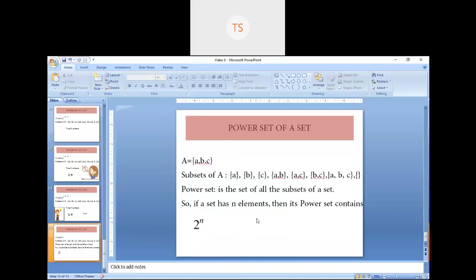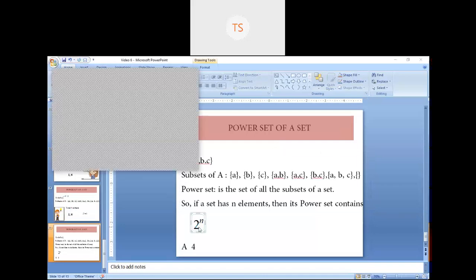So here you can write that the power set is the set of all the subsets of a set, and so if a set has n elements then its power set contains 2 to the power n elements. That means suppose you have a set capital A which has 4 elements, then the power set of capital A will have 2 to the power n elements.